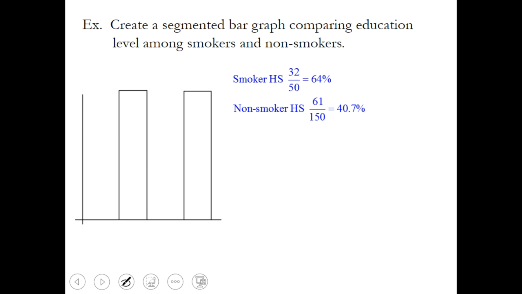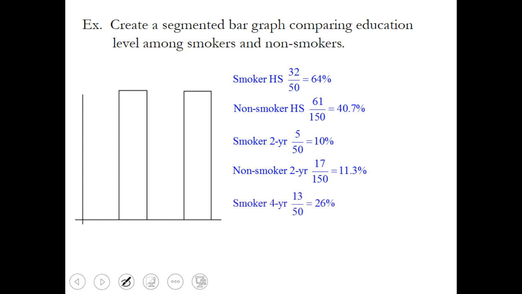So my smokers with a 2-year degree would be 5 out of 50, or 10%. And my non-smokers with a 2-year degree would be 17 out of 150, or 11%. Smokers with a 4-year degree, 13 out of 50, or 26%. And non-smokers with a 4-year degree, 72 out of 150, which gives us 48%.